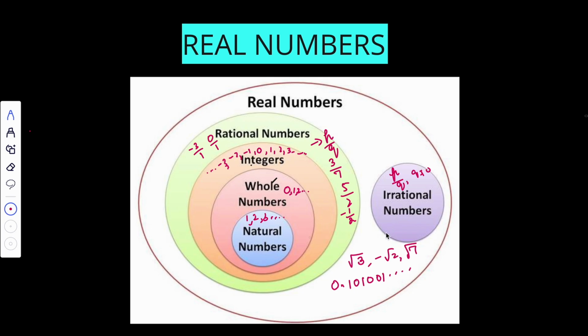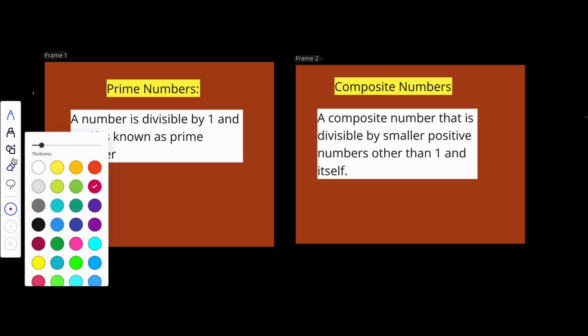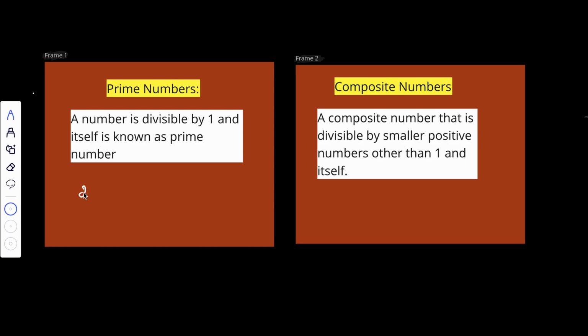Now we are going to the 10th standard topic. What is a prime number and what is a composite number? I'll give some examples here. 2 is a number which we can divide only by 1 and the number itself. So this is a prime number.